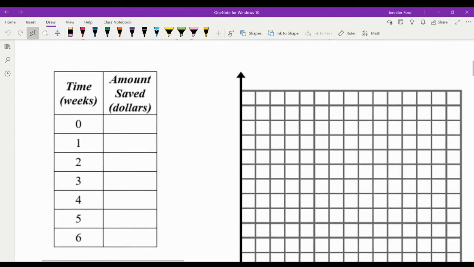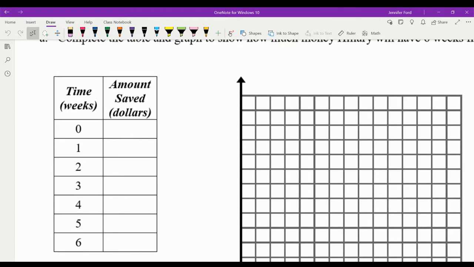She's saving $200 per week, and she doesn't have anything to start with, so we start with 0, and then she's doing 200 per week. 0 to 400, 600, 800, 1,000, 1,200. And these are all dollars.